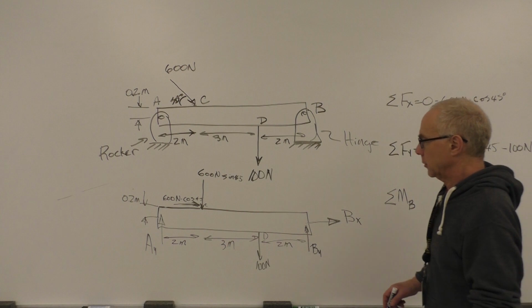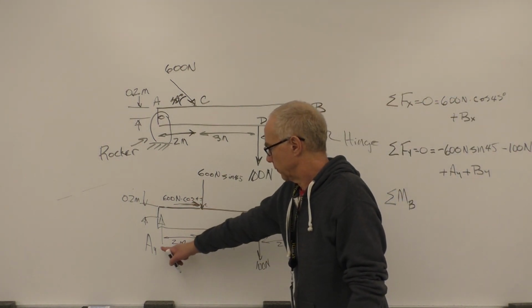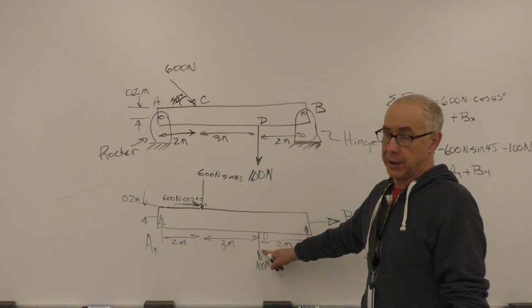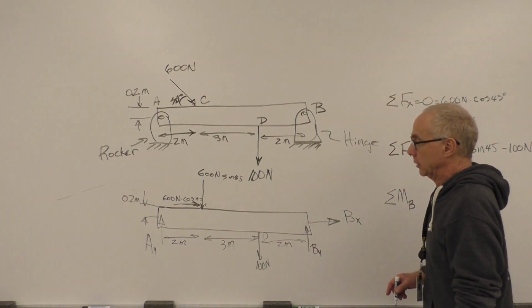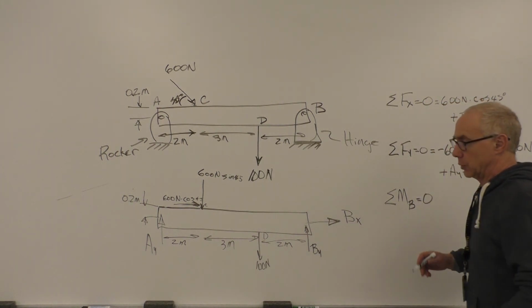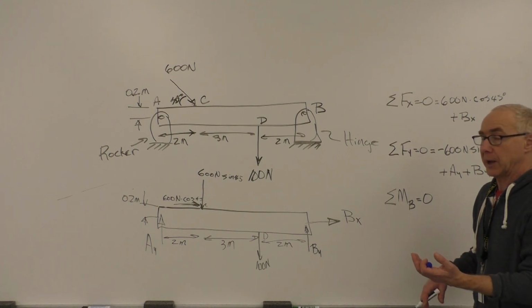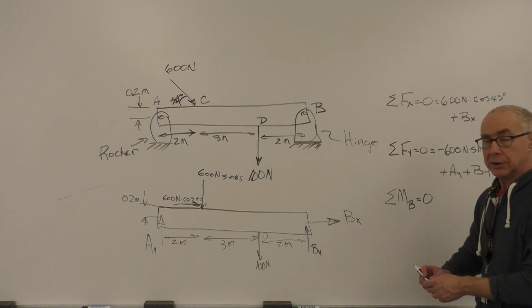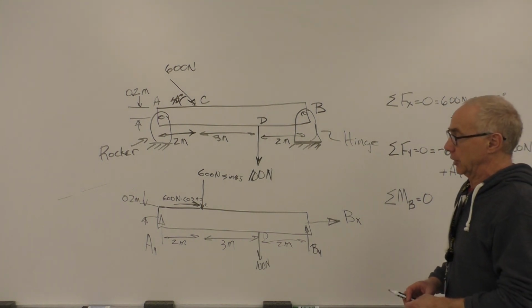And we have 1, 2, 3, 4 forces that are going to be causing moments about point B. So we can do those. Let's make sure we don't forget any of them. And remember, when you're doing this, that you do them in the right direction. So clockwise rotation is negative, and a counterclockwise rotation is positive.